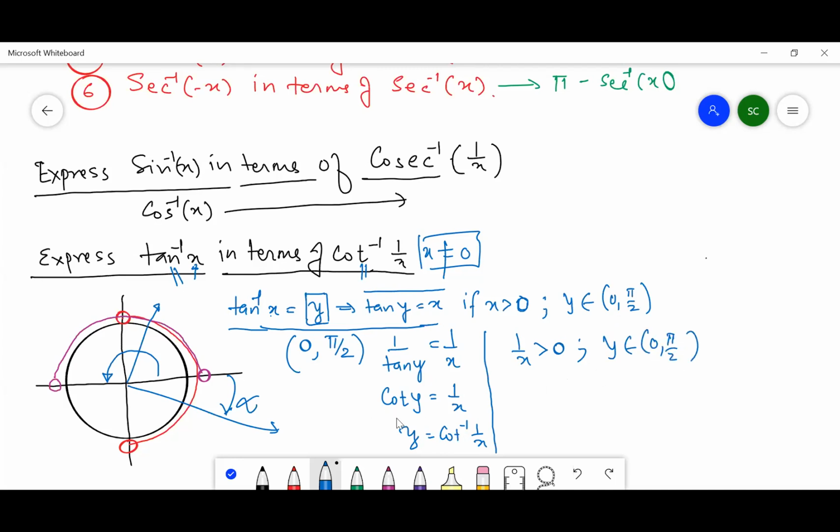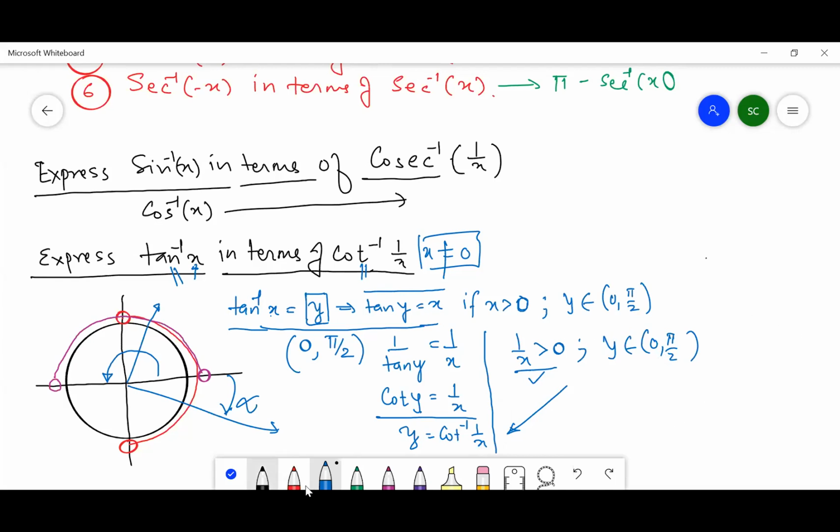And when the time comes to take cot inverse, we have to check whether x is acceptable. Yes, 1 upon x is acceptable. It is positive. And is y acceptable? Cot inverse of 1 upon x is going to be y, and y must be between 0 to pi, and it is, therefore this step is legal. I hope you have understood the first case.